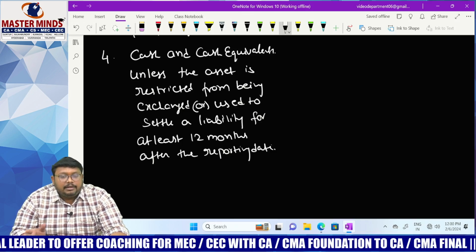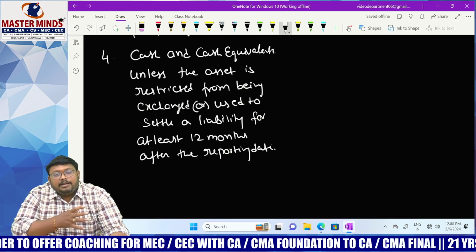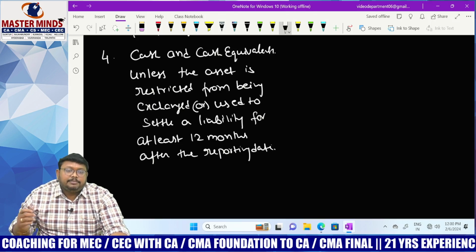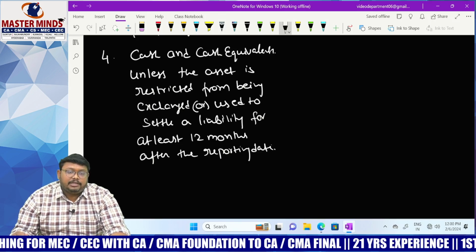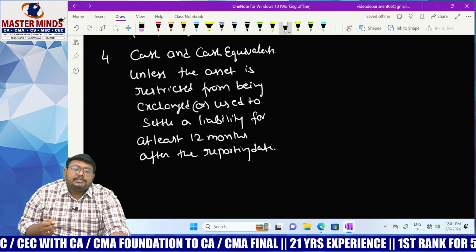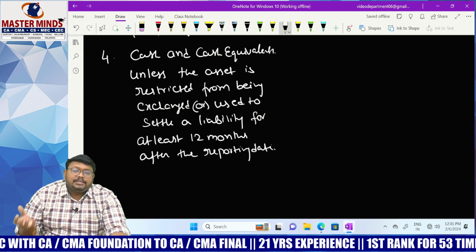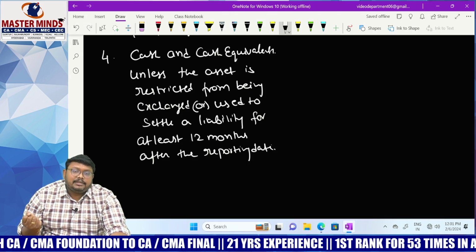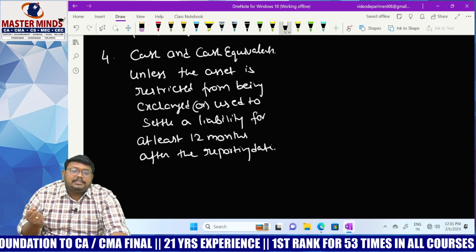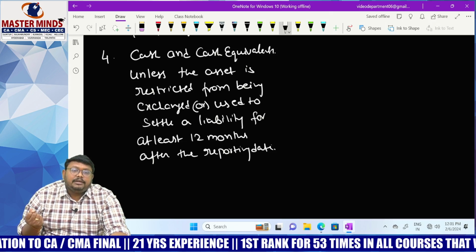After the last balance sheet date, if you hold the cash for 12 months to pay off the creditors, that means I have to pay the creditors only after 12 months, so I kept aside some cash to settle the liability. Now this cash is restricted cash. We cannot use it for any other purposes. In that condition, it is not your current asset.